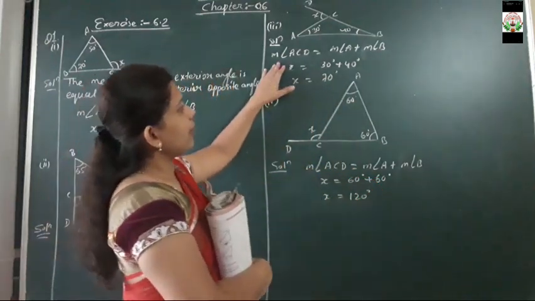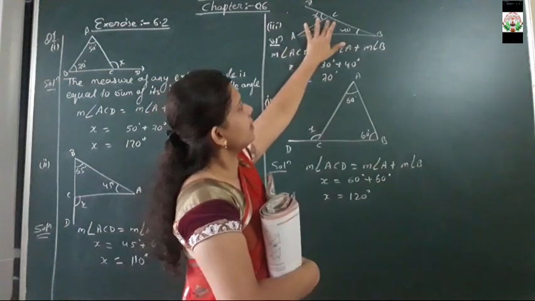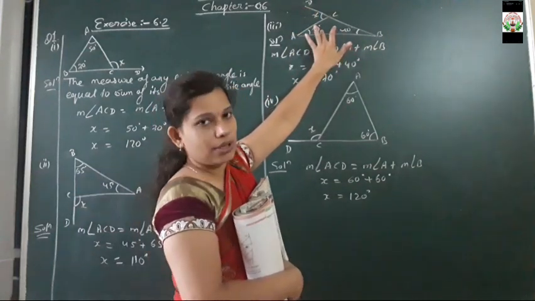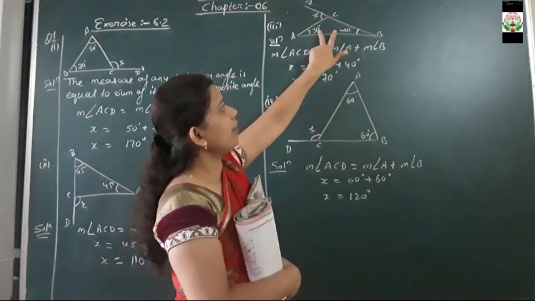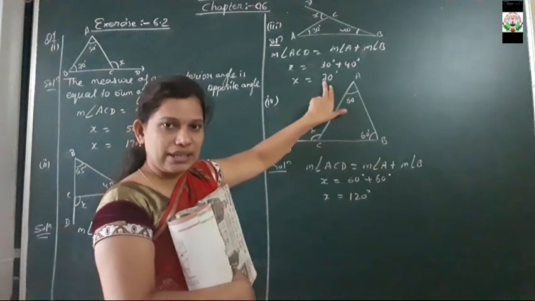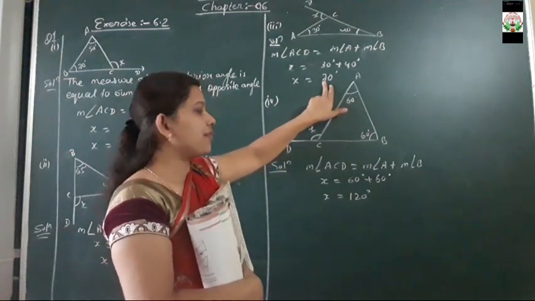Similarly, angle ACD is an exterior angle. What we have to find will be equal to the sum of its interior angles. That means measure of angle A plus measure of angle B. So 30 plus 40 will be equal to the exterior angle. That is x is equal to 70.